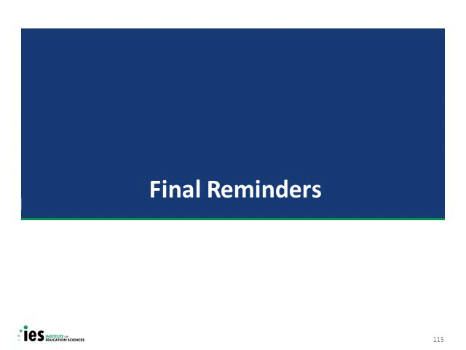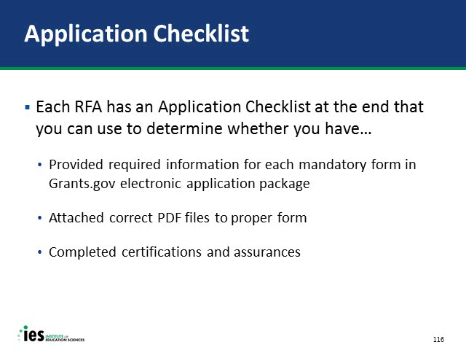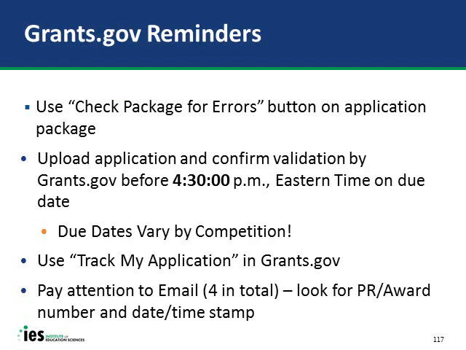Here are a couple of final reminders. Use the application checklist and the request for applications for the competition you are submitting to in order to determine that you have provided all of the required information for each form, that you have attached the correct PDF files to the proper form, and that you have completed all of the certifications and assurances. You should use the Check Package for Errors button in the application package in order to make sure that you have completed all of the required forms.